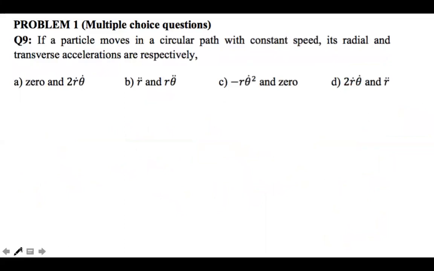Question number 9. If the particle moves in a circular path at constant speed, so we are talking about uniform circular motion. Now find the radial and transverse acceleration, okay? So here I'm not using tangential and normal acceleration. I'm asking you to find the radial and transverse acceleration. So I think you remember that. We already discussed that.